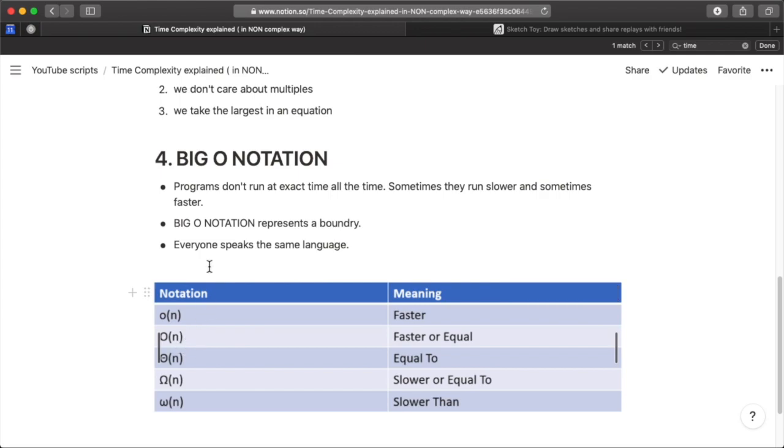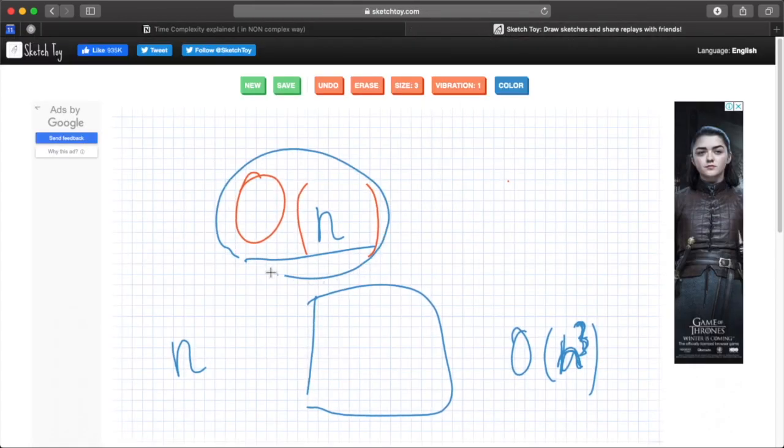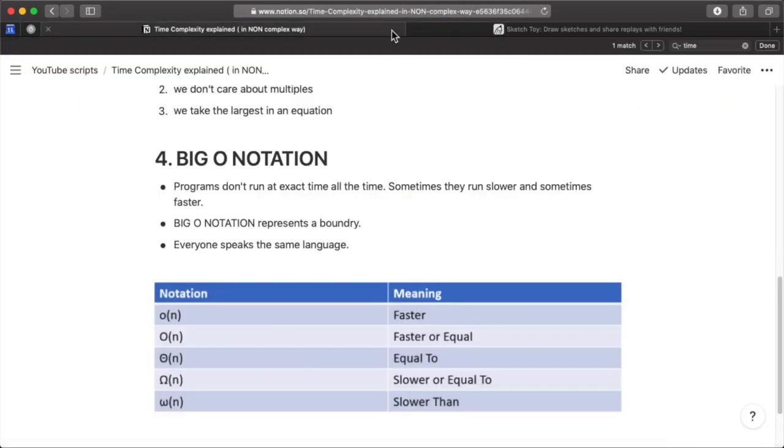And there are some other notations, like the Greek symbols, and these all represent a boundary. This just represents different branches. And why do we need to use different notation? Because everyone speaks the same language.